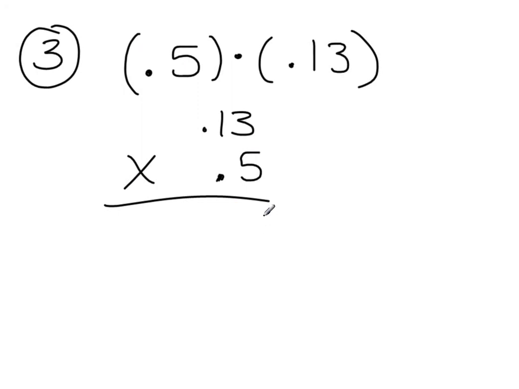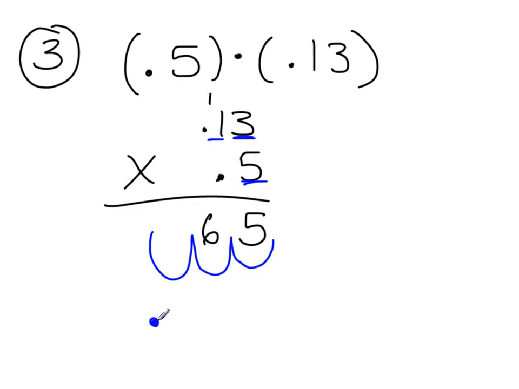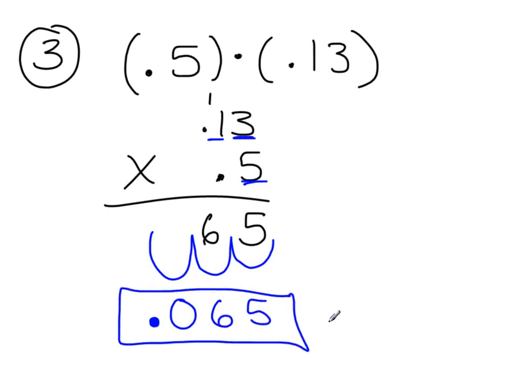5 times 3 is 15. Carry the 1. 5 times 1 is 5, plus the 1 is 6. And now I count the total number of decimal places. So I got 1, 2, 3 total. So I have to move over 1, 2, 3. Now you might be thinking, what happens here? Well, I need to account for a placeholder. So I'm going to write 0.065. And that's how we multiply decimals.